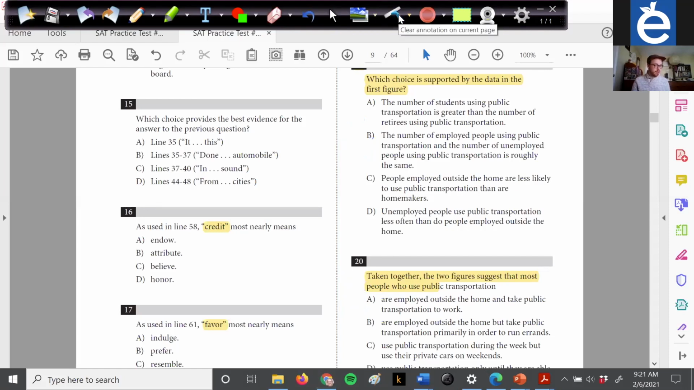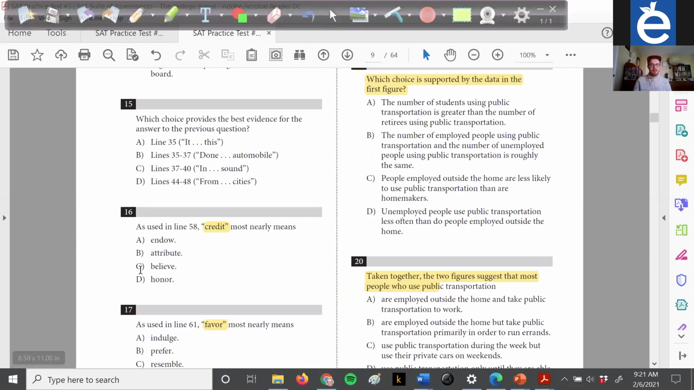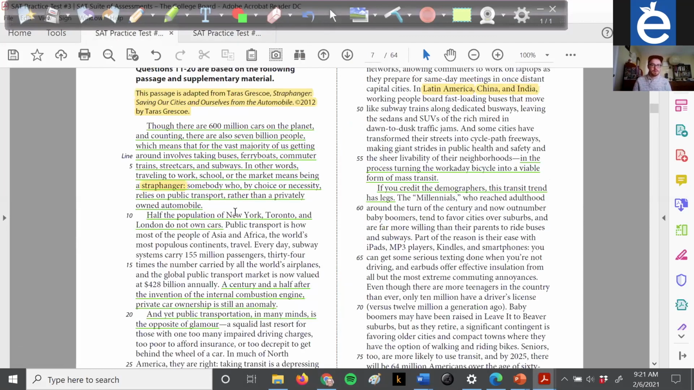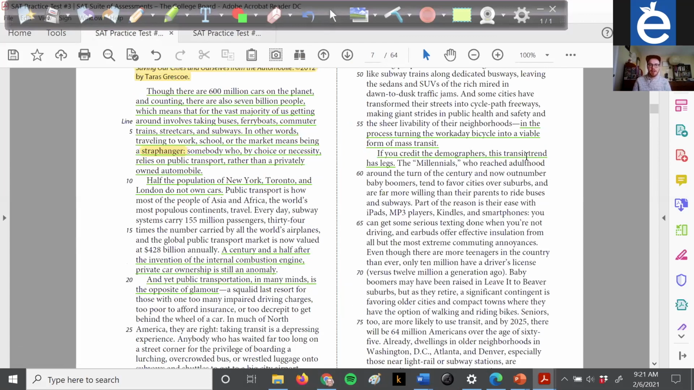Okay, so what's the order we're going to solve these in? Well, we said already, we want to solve the vocab and context questions first. Those are some easy points for us, right? So as used in line 58, credit most nearly means. So we're going to find line 58. And it's right here. We've read it already. If you credit the demographers, this transit trend has legs.